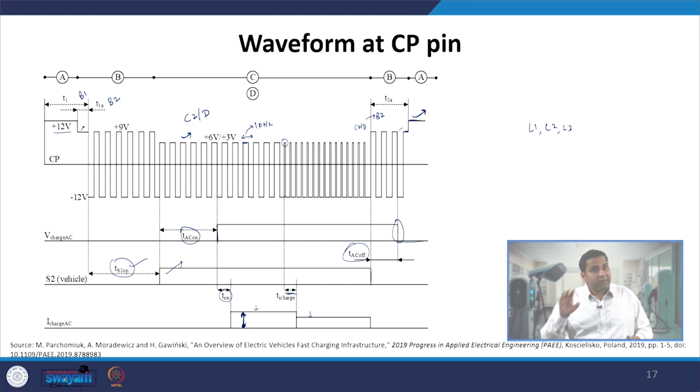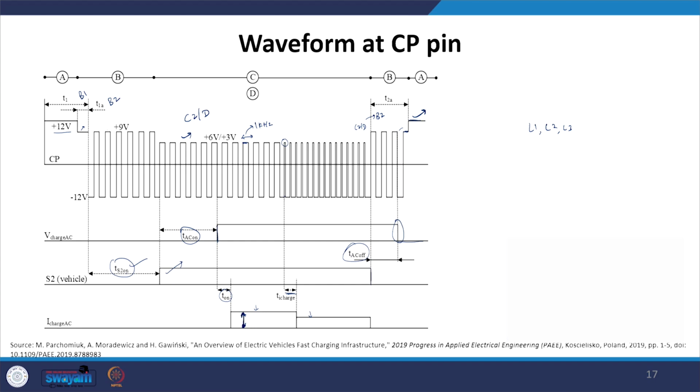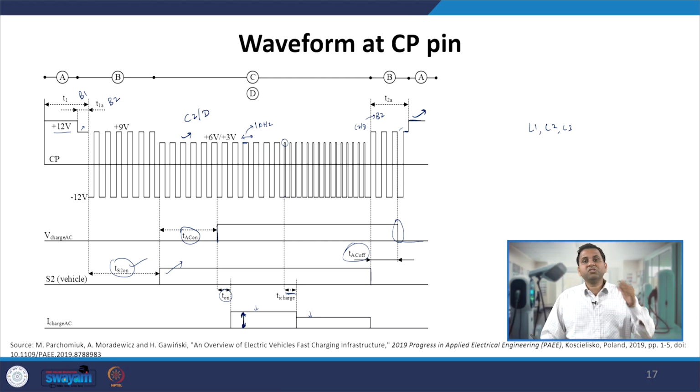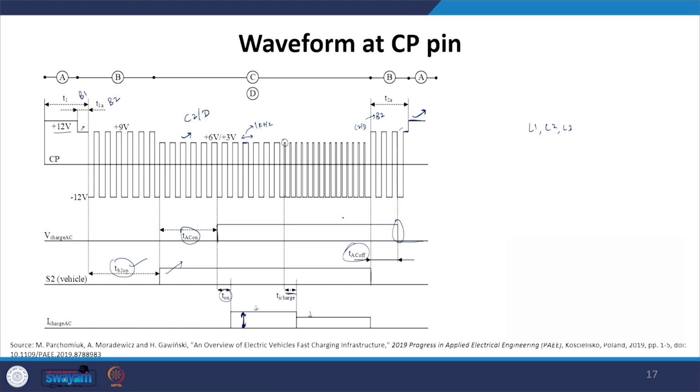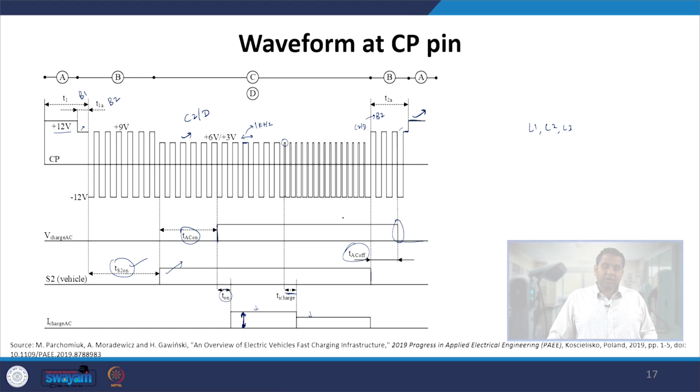Since the entire power conversion is taking place inside the vehicle, we don't have to exchange a lot of information, such as information related to the battery. Only some key information has to be exchanged between EV and EVSE, which is done using the PWM based communication. It is also called low level communication.